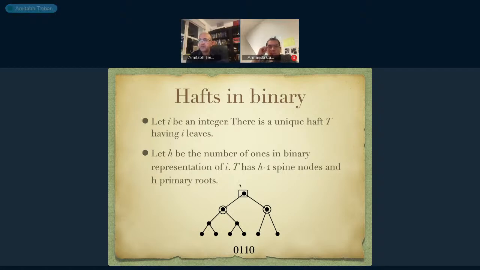So if H is the number of ones in the binary representation of I, then there are H minus 1 spine nodes. Now if you look here, there are 2 ones, but there is exactly 1 spine node, and there are H primary roots. So there are 2 primary roots, right? And moreover, if you look carefully, the first one is in the 2's position and you have a complete binary tree of 2 leaves.